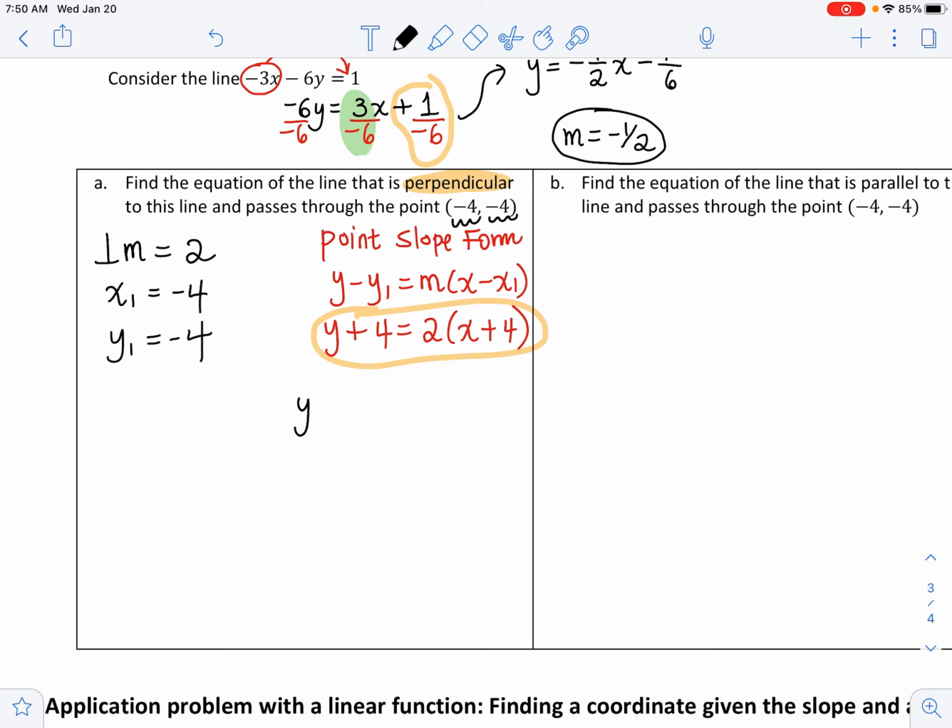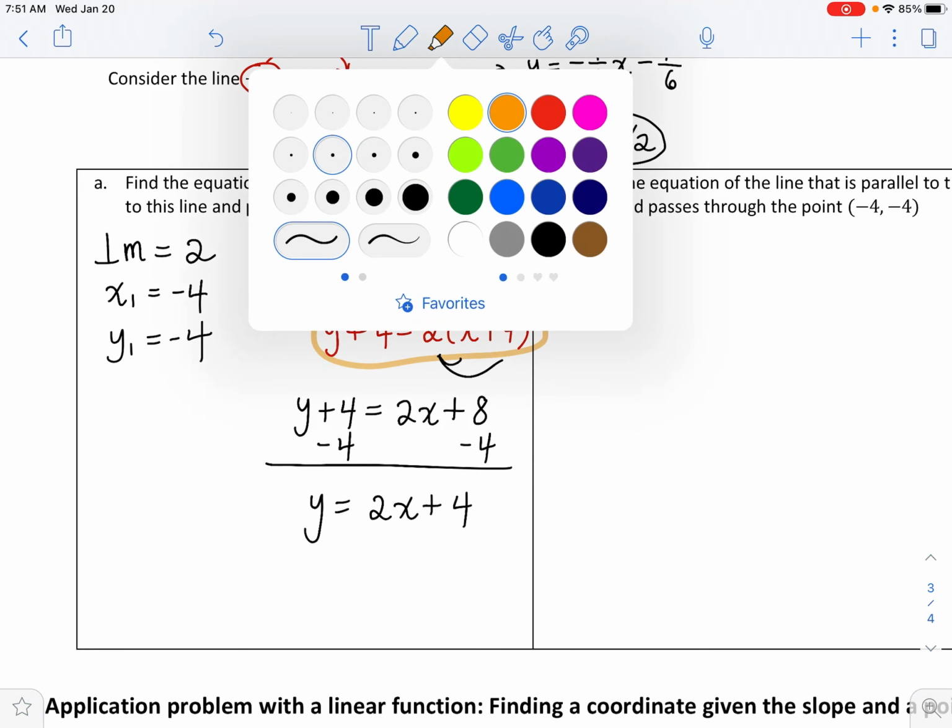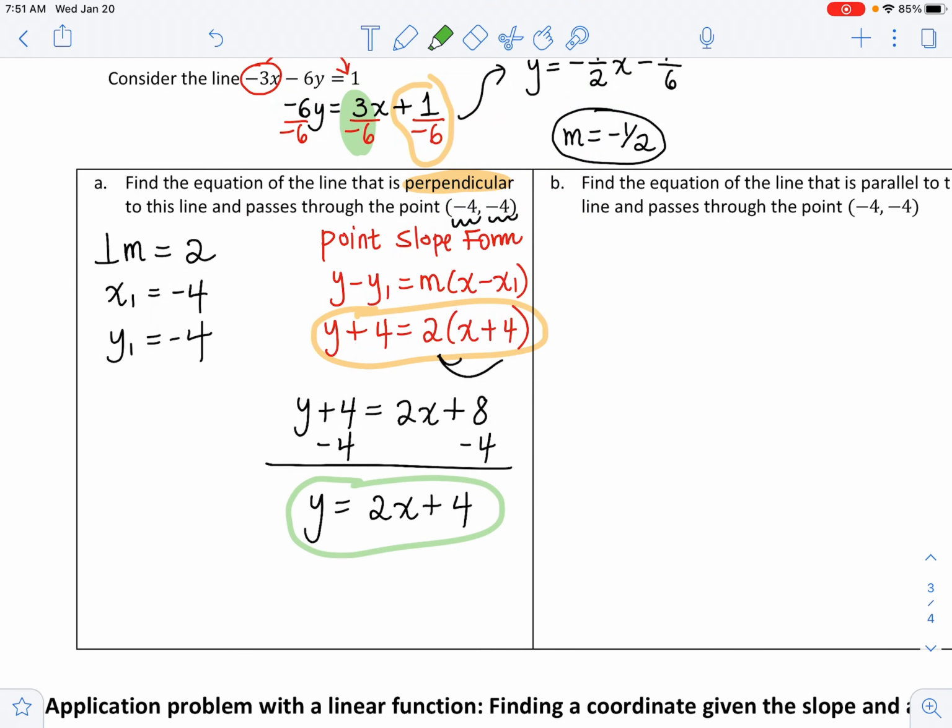So if I continue, I'll get y plus 4 equals, distribute the 2, I'll get 2x plus 8. And then let's subtract 4. We will get y equals 2x plus 4. And what we just found, this is the equation in slope-intercept form. Okay, so no fraction on this part. This one wasn't too bad at all.